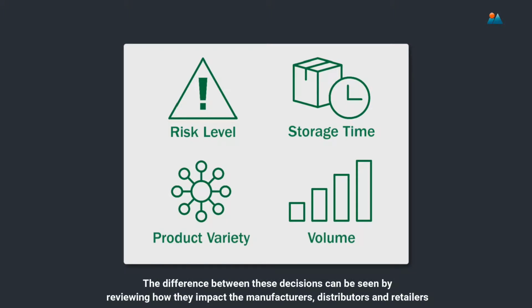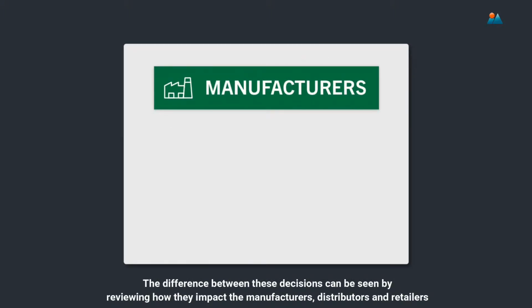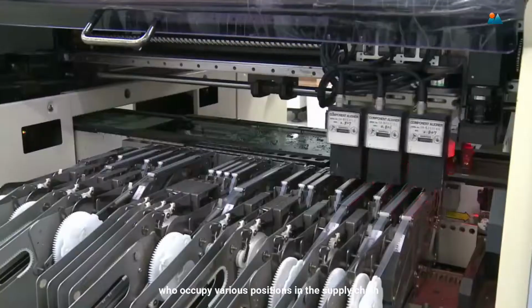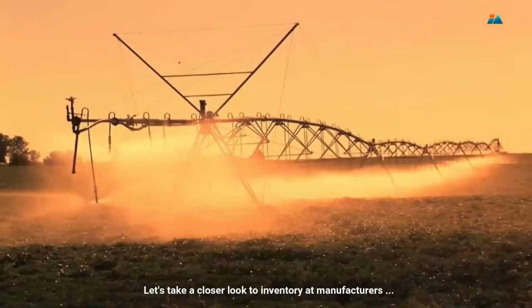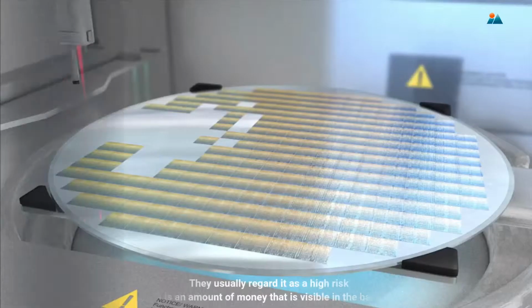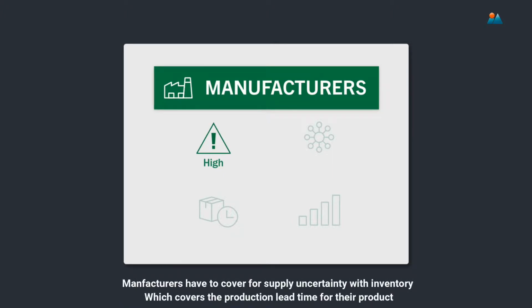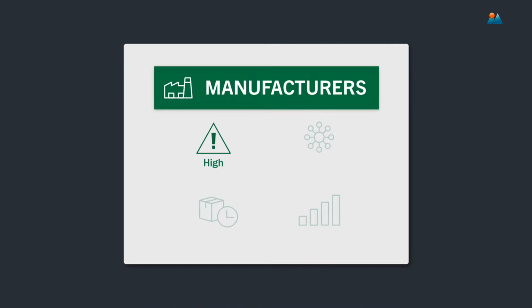The difference between these decisions can be seen by reviewing how they impact the manufacturers, distributors, and retailers who occupy various positions in the supply chain. Let's take a closer look at inventory at manufacturers. They usually regard it as a high risk because it's an amount of money that is visible in the balance sheet. Manufacturers have to cover for supply uncertainty with inventory, which covers the production lead time for their product.